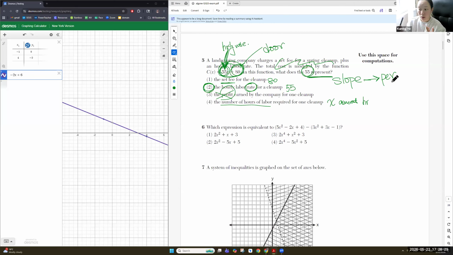In the future, you will also see that when mowing the lawn, a kid showing up at your door charges you something, that's your constant. And then the more hours that you hire that guy to mow the lawn, that's going to be your hourly rate. That's going to be your slope.